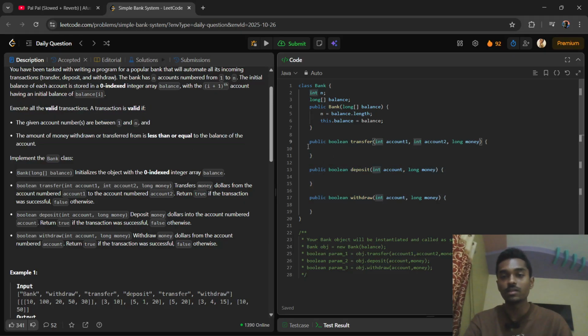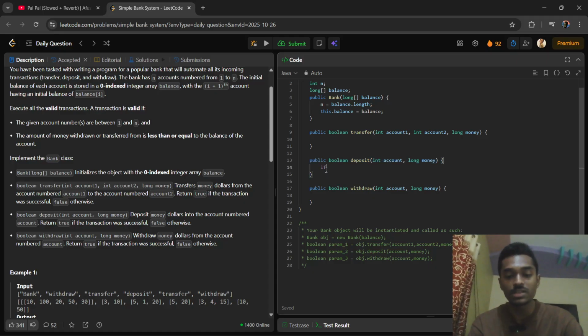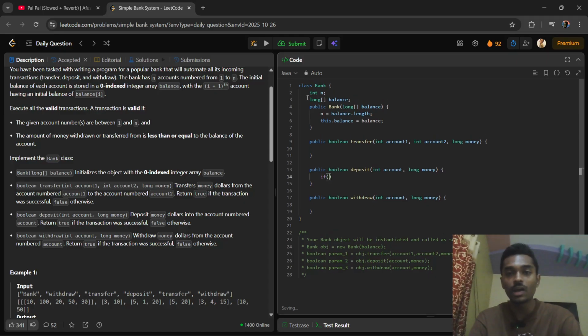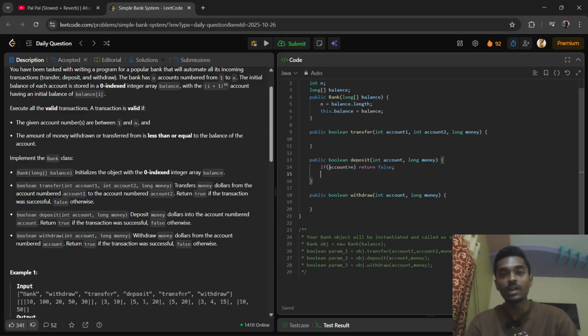So we can simply start writing code because it's very simple. The simplest function is deposit, because we can simply go to the account number and add the money. I already initialized our n and balance. Now we have to check if our account is valid: if our account is greater than n, we can simply return false. It has to be valid in our range, 1 to n.